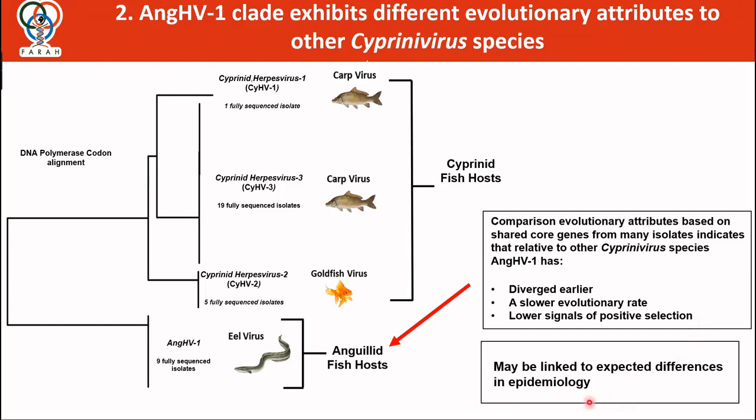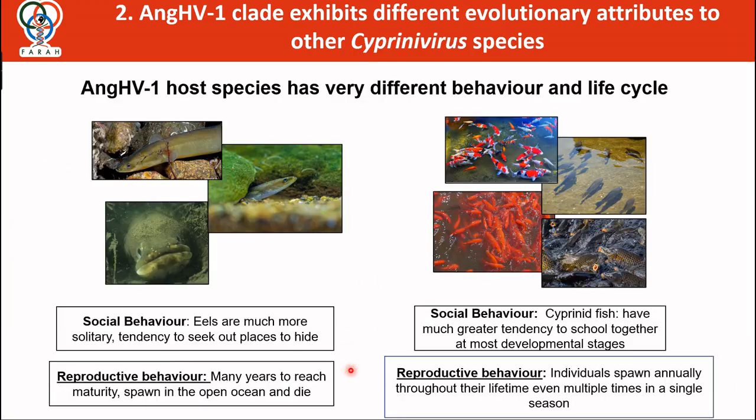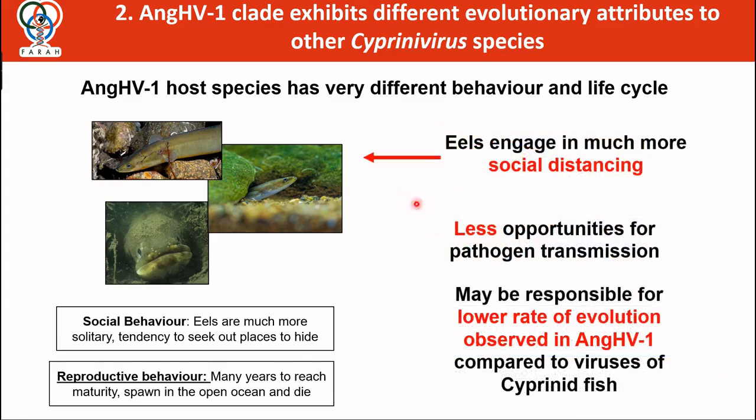And this may be linked to the expected differences in epidemiology, because don't forget, we're talking about a very different host species here, with very different behavior and very different life cycle. So to sum things up here quickly, eels are much more solitary creatures, and their reproductive behavior is less conducive to sustaining a continuous viral transmission chain, given that they die after spawning. Cyprinid fish, by comparison, are quite the opposite in both of these aspects. Overall, eels engage in much more long-term social distancing, and this may, of course, result in fewer opportunities for transmission, and may indeed have an impact on the evolutionary kinetics of anguillid herpesvirus 1.